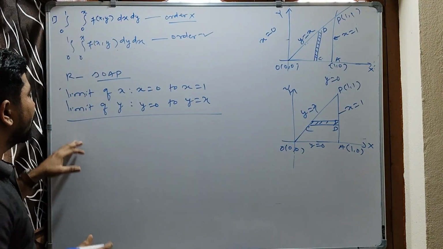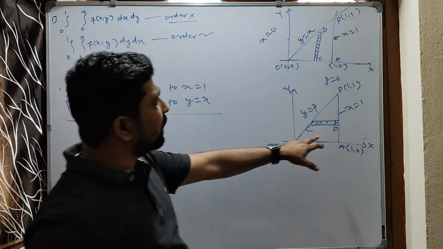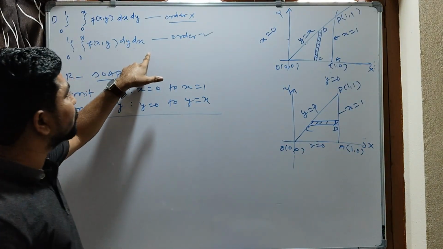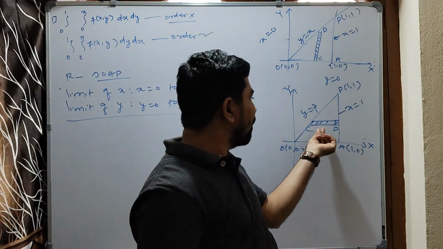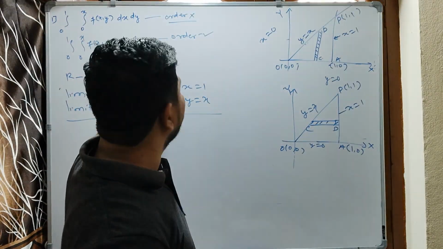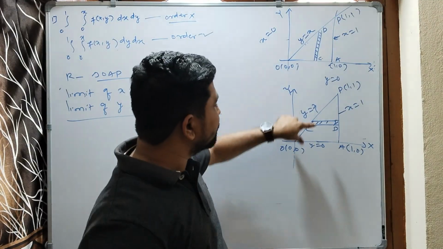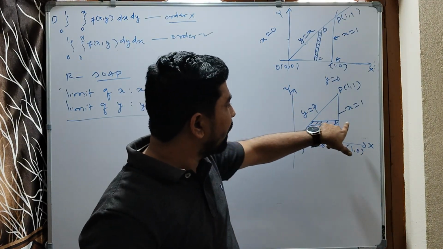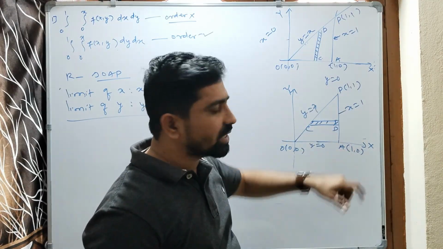Now here I want to find the limits of this region. I want to change the order from dy dx to dx dy, so I want to find the limits with respect to dx dy. Tell me, my strip CD starts on the line y equal to x, and my strip CD terminates on this line x equal to 1.